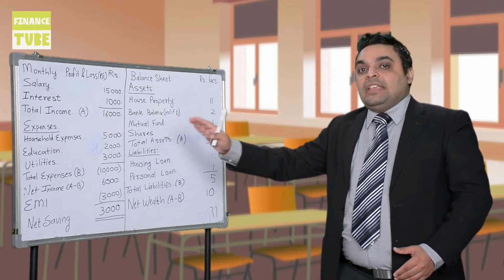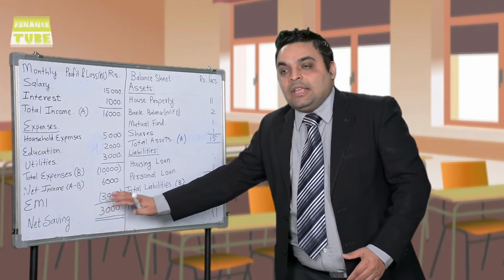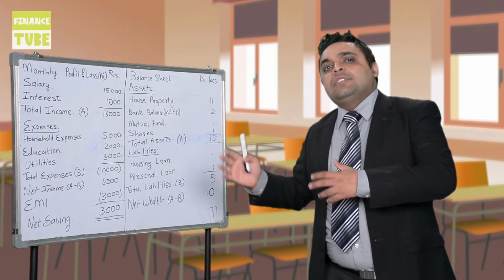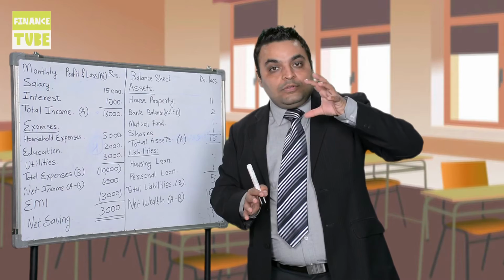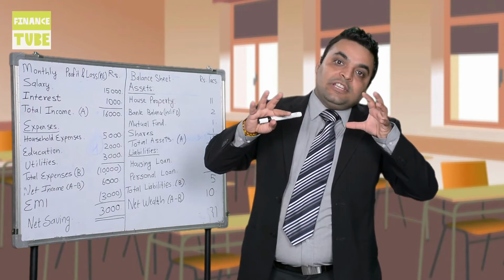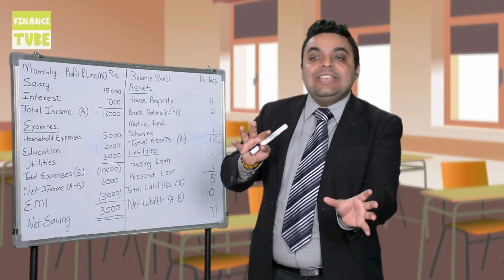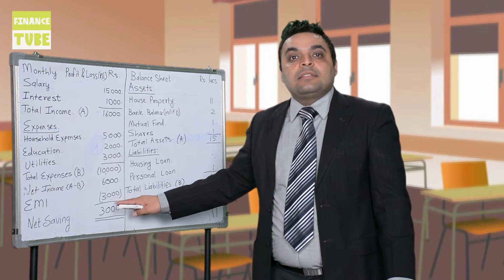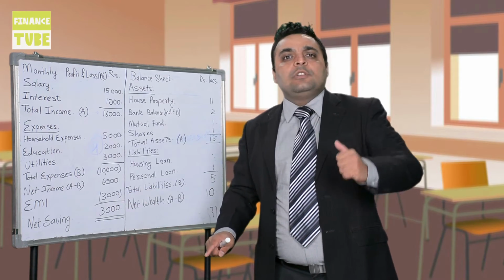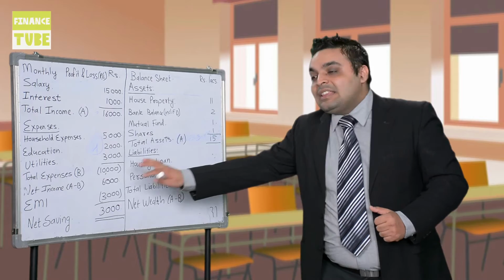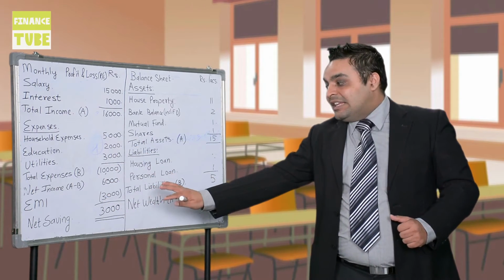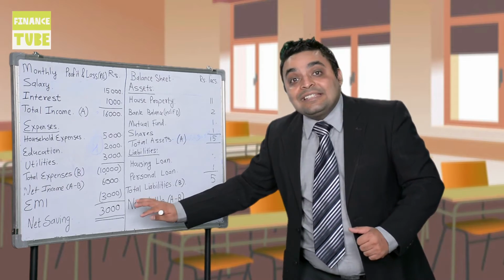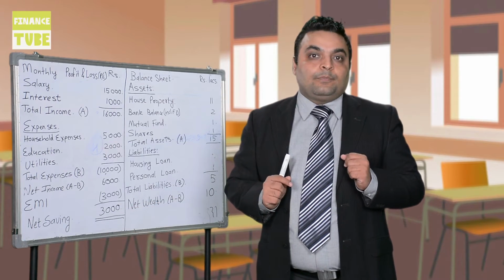Post which he has an EMI. If we go to his balance sheet, which we'll see in the next video, he has taken a house for which he has taken a housing loan, which is resulting into an EMI of 3,000 rupees a month. Also, there is a bit of personal loan involved. So we have 3,000 as his EMI. So 6,000 less 3,000 EMI gives him a net saving of 3,000 rupees.